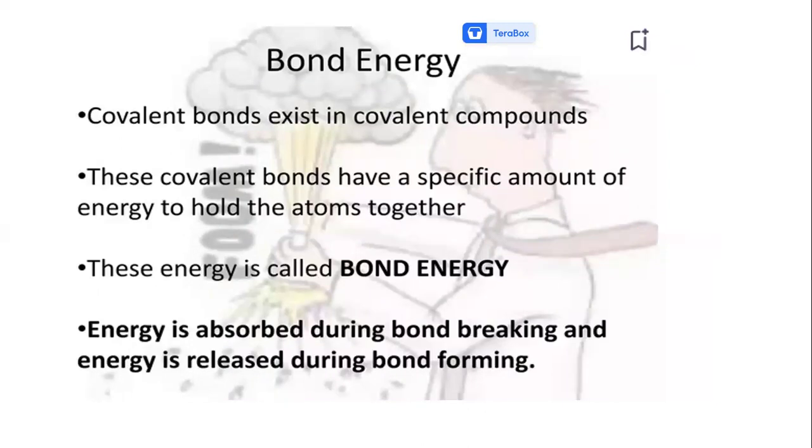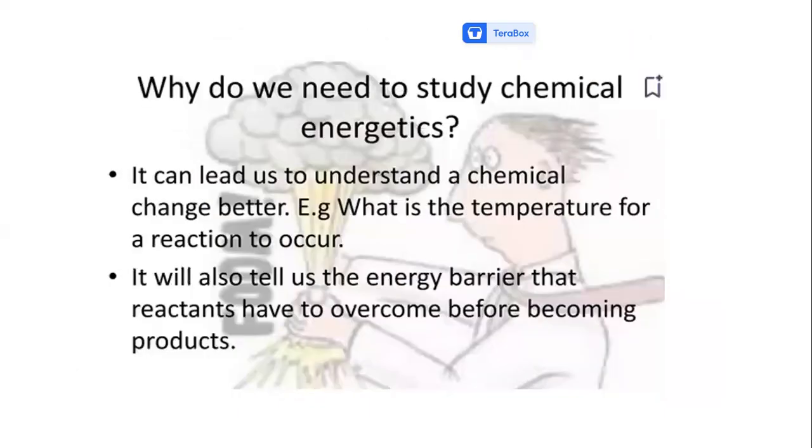Bond energy: covalent bonds exist in covalent compounds. Those covalent bonds have a specific amount of energy to hold the atoms together. This energy is called bond energy. Energy is absorbed during bond breaking and energy is released during bond forming.